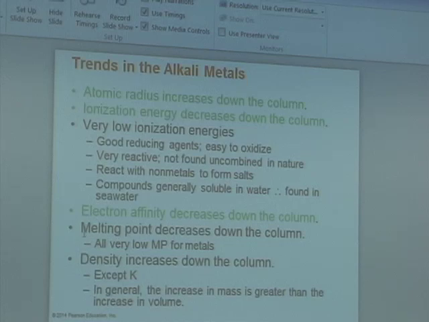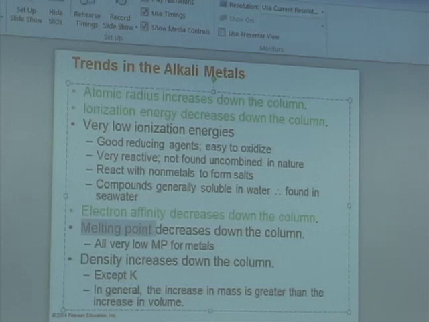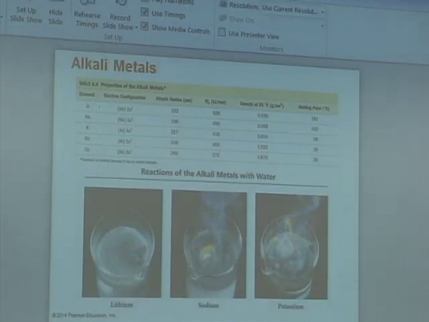So we know that metals also have high melting points, right? But the melting point decreases down the column. So the MP is one of the physical properties, along with the density, which of course increases down the column, with the exception of potassium. But in general, the mass increase is greater than the volume increase.